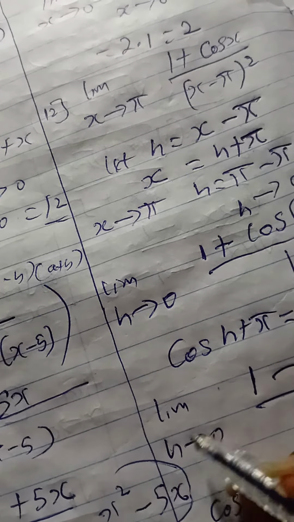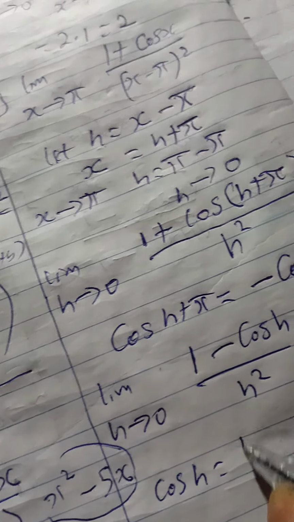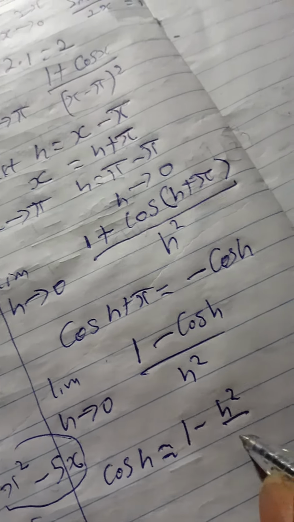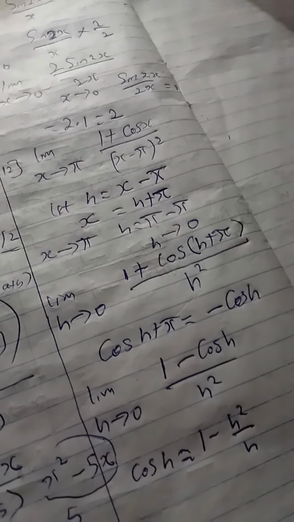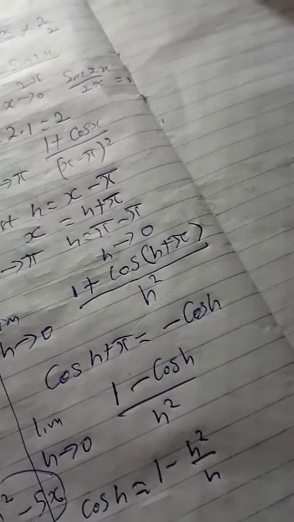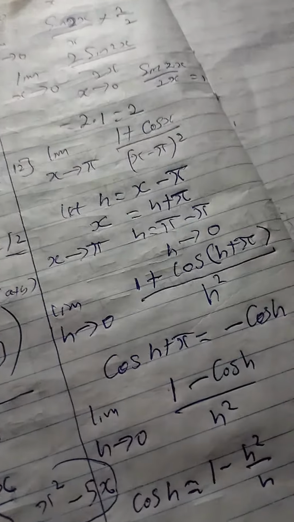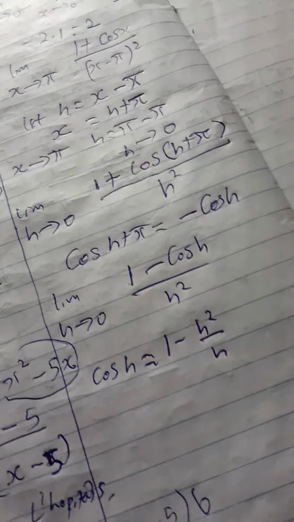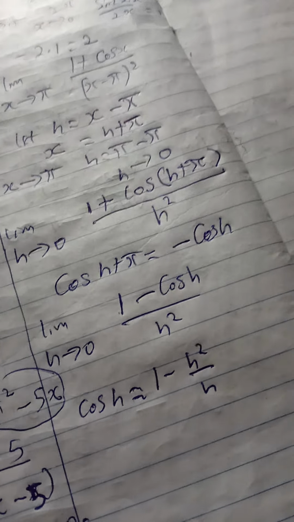And also don't forget, as h tends to 0, once h is very, very tiny, very small, cos h is approximately 1 minus h square over h. I don't want to use L'Hopital, so you have to know something. You can use L'Hopital and get your answer, there's no problem. That's why I'm doing all this. You know how to use L'Hopital: differentiate this, and if it still resolves to undefined, you differentiate a second time. See, if your h is very small, try it in your calculator, then cos h is roughly 1 minus h square over h.